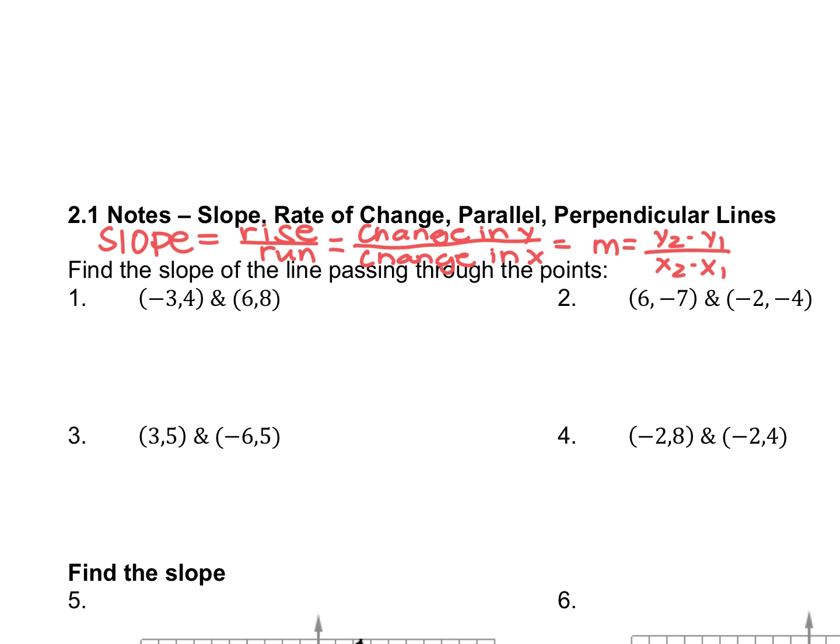A couple other things. So remember, slope is going to always have the variable m. You might see rate of change as ROC, rate of change. The symbol for parallel lines is literally just two little parallel lines. And does anyone remember what the symbol for perpendicular means? Upside down T, good.